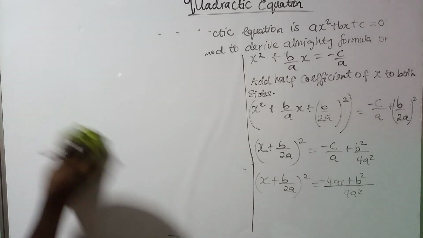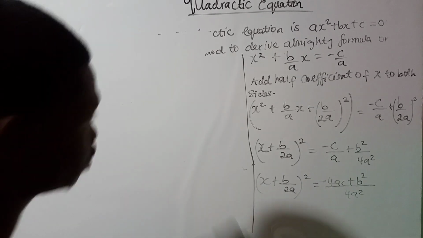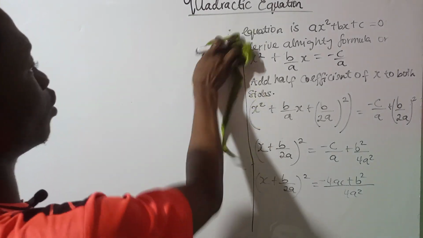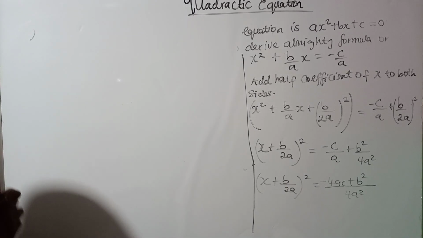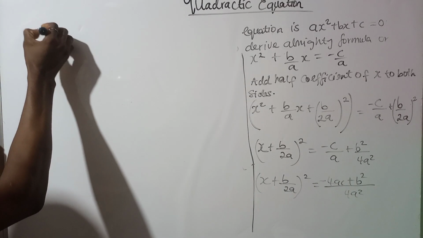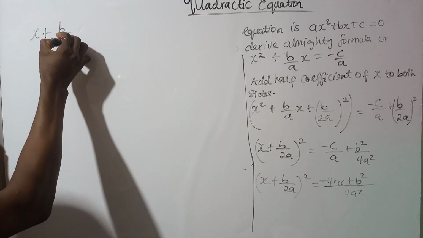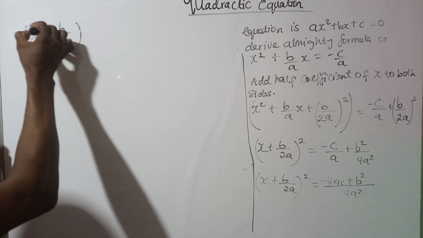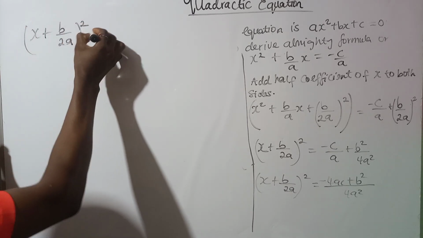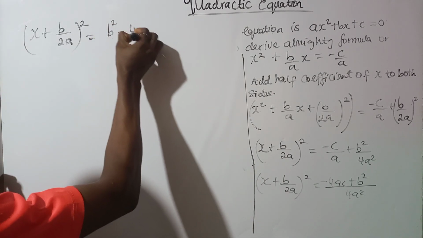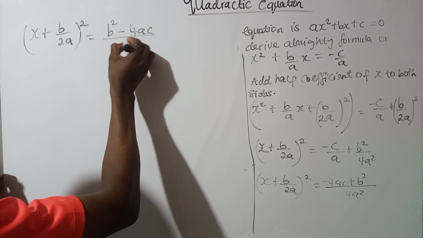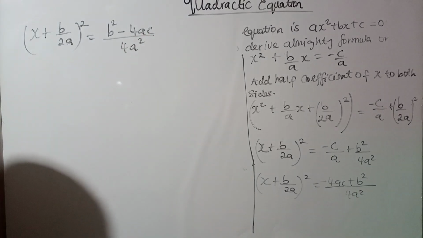Just follow the steps well. We are going to have x plus b over 2a squared equals, we can write this thing as b squared minus 4ac all over 4a squared. They are still the same thing.